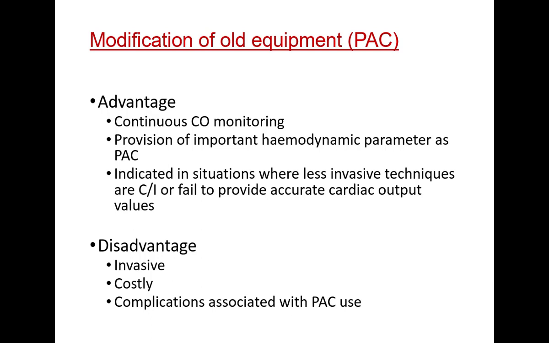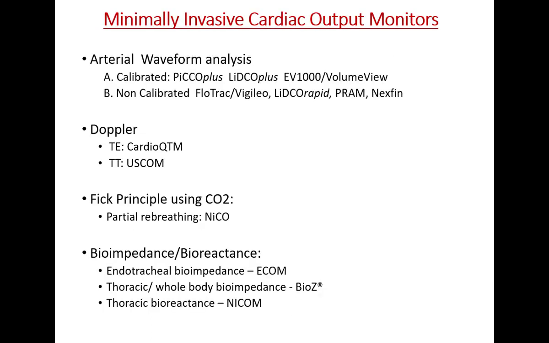The LV can fail, RV can still hold on, but once RV fails, too much fluid is bad, too little fluid is bad, everything is bad. Positive pressure ventilation is bad. So in those patients where you have to titrate the fluids very carefully, a PA catheter is still indicated. Disadvantage, obviously it's invasive, it's costly, and all the complications that come with a PAC are still there.